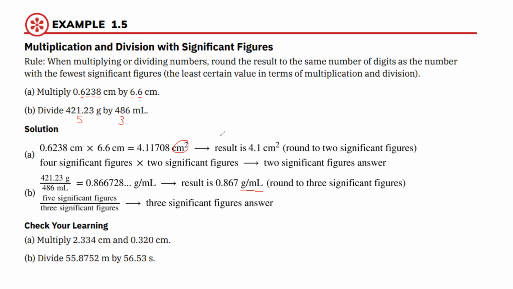And again, if you want to practice, the two at the bottom are a couple examples there: multiplying 2.334 centimeters and 0.320 centimeters. And then the same thing, dividing 55.8752 by 56.53, and that's meters and seconds in that case. But to see those answers, I'm just going to click to the next one after I clear this slide.